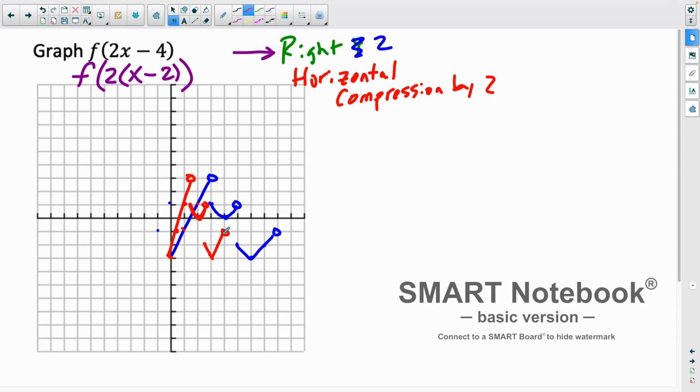Okay? So the blue, I shifted the blue to the right. Then I horizontally compressed it. And the red would be my answer up there.